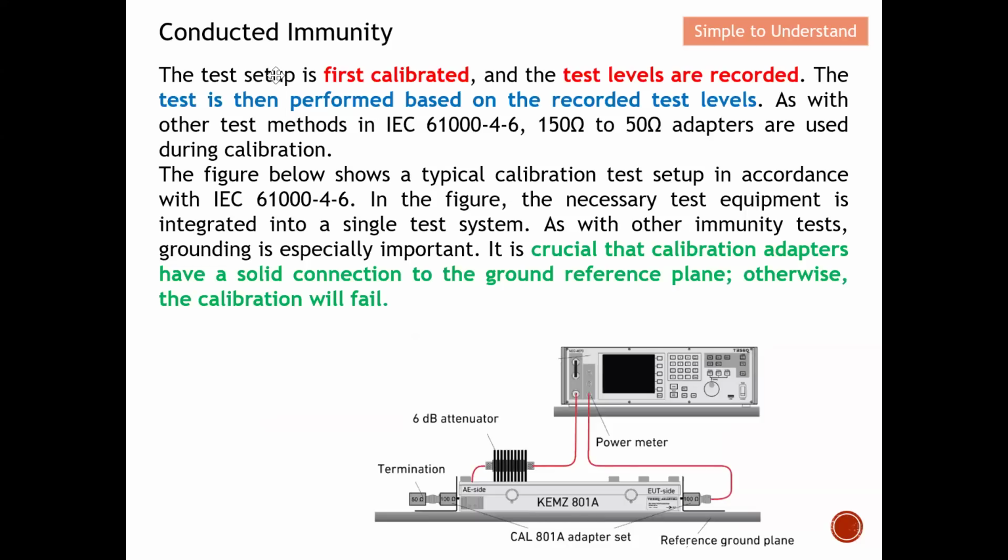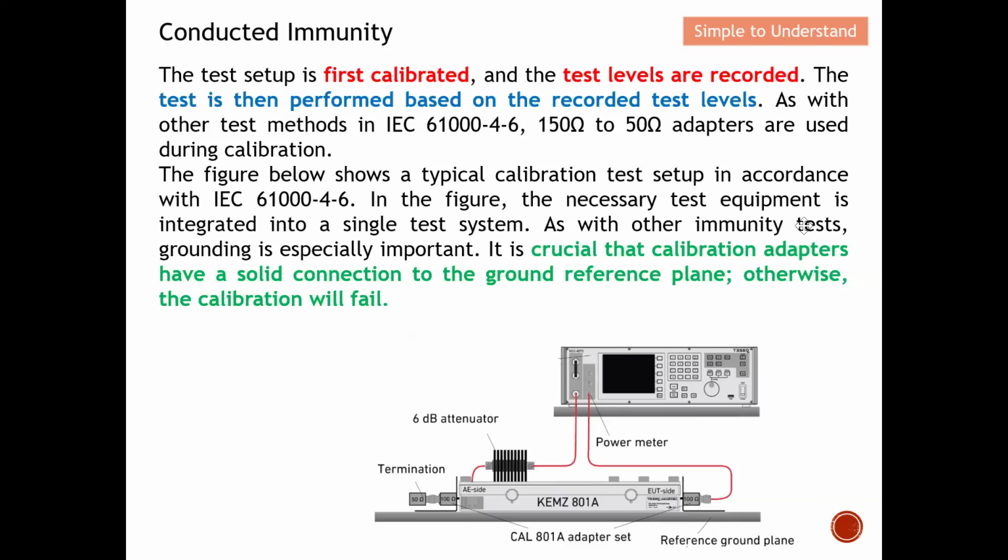Before you can do the testing of the EUT, we need to calibrate first, as I illustrated earlier on. The test setup is first calibrated, and the test levels are recorded. The test is then performed based on the recorded test levels. As with other test methods in IEC 61000-4-6, a 150 ohm to 50 ohm adapter is used during calibration. Let me explain the calibration. The figure below shows a typical calibration test setup in accordance with IEC 61000-4-6. In the figure, the necessary test equipment is integrated into a single test system, which means that this is a single test system.